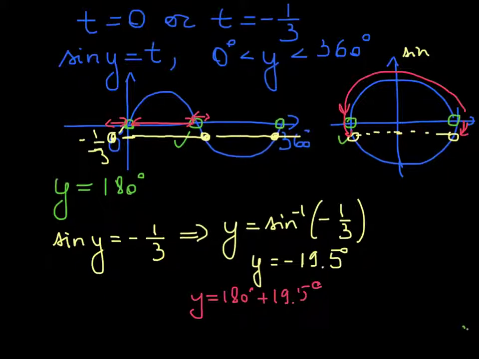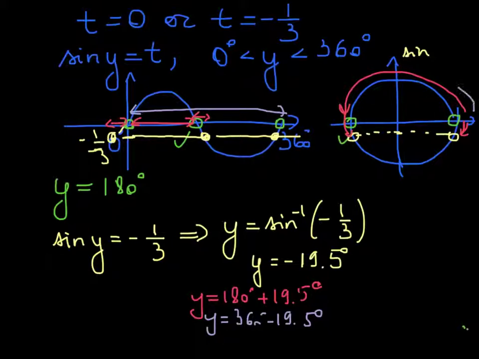How do I find the second solution? Okay, for the second solution, the distance from 0 up to here is 360. So the second solution is going to be 360 degrees minus 19.5 degrees. Same on my unit circle. I start from 0, so I go 360 degrees and back minus 19.5 degrees to reach the same point.